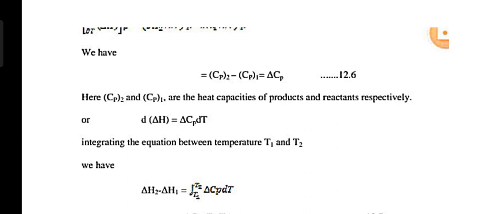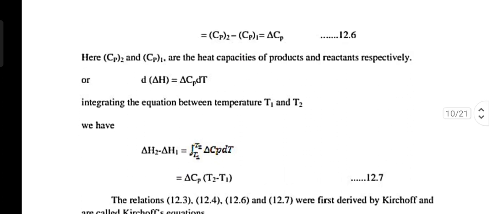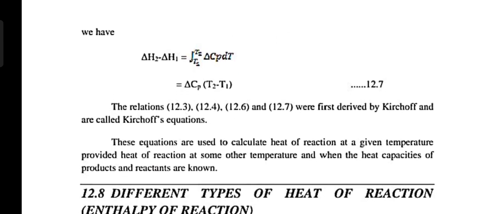d(ΔH) is equal to ΔCp dT. Integrate the equation between temperature T1 to T2. ΔH2 minus ΔH1 is equal to the integration of ΔCp dT from T1 to T2, which is ΔCp into (T2 minus T1). The relations 12.3, 12.4, 12.6, 12.7 were first derived by Kirchhoff and are called Kirchhoff equations.